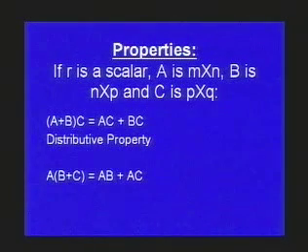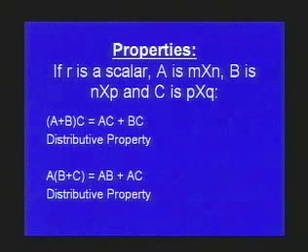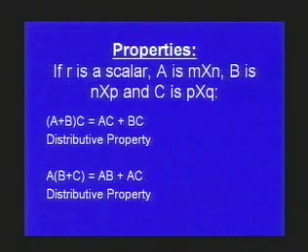Again, I have a distributive property. If A is on the left, I can distribute A to B and C. And again, we need to make sure B plus C is defined and that A times B is defined. Well, I set it up that A times B would be defined, and that A times C would be defined.